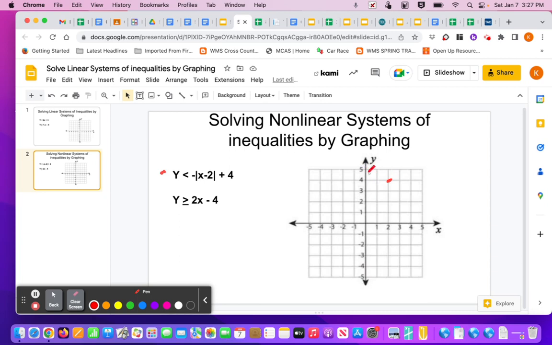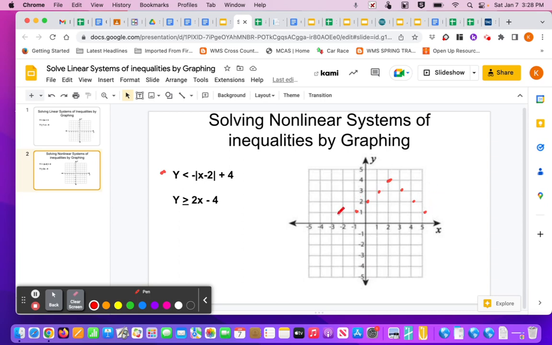We see that there's a negative out in front of the absolute value, so that means it's an upside down V, and it looks like this. I'll put a point here and a point here. Here we go, looking pretty good. There is our absolute value portion of this.